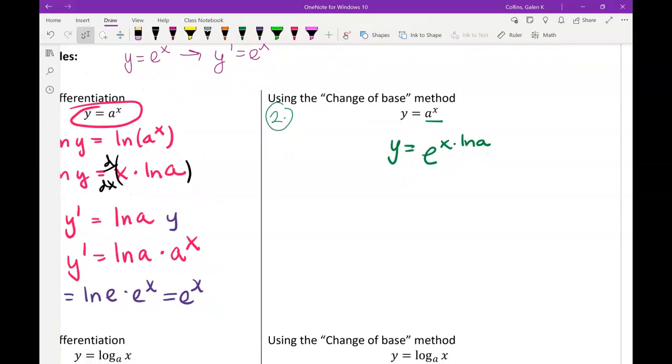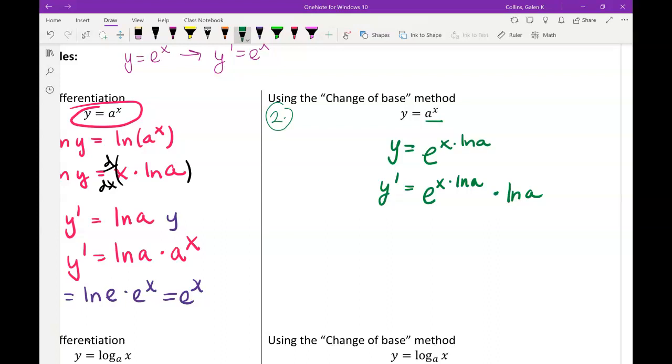All right, so now if I use this rule, I can really bypass using logarithmic differentiation to prove this to myself. So if I take the derivative of the left-hand side, that's just our dy dx or y prime. On the right-hand side, I just need to remember the chain rule. So when I take the derivative of e to some junk, I get e to the junk times the derivative of the junk. Well, remember, again, ln of a is a constant, so the derivative of x times ln of a is just ln of a.